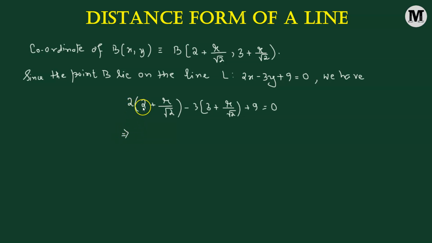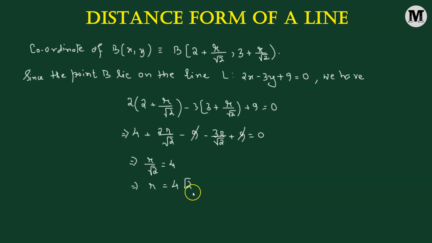First, we distribute 2 over each of the 2 terms within the parentheses. So 2 times 2, that's 4, added to 2 times r over square root of 2, which gives us 2r over square root of 2. Then we have negative 3 distributed to (3 plus r over square root of 2). So we get minus 9 minus 3r over square root of 2, added to 9, and that's going to be equal to 0. So we can cancel out the 9. And then we are going to get r over square root of 2 equal to 4. So cross multiplying gives us r equals 4 times square root of 2. So we have obtained the value of r.